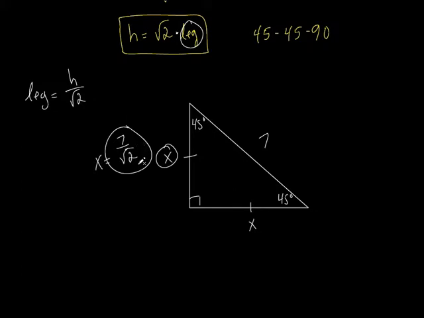Make sense? So that's not so hard, is it? No. Just got to keep it straight which one they give you. So if they give you the hypotenuse, how do you find the leg? You divide by the square root of 2. If they give you the leg, how do you find the hypotenuse? You multiply by the square root of 2. Got it? Okay.